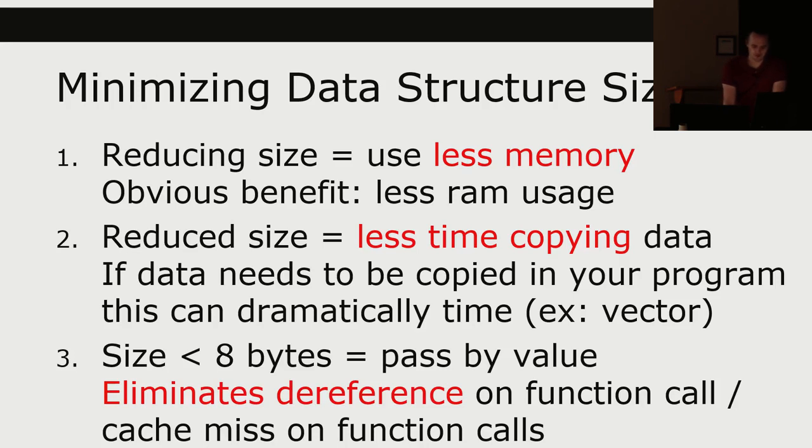Also, we talked about this before. If the size of your data is less than 8 bytes, just pass it by value. You don't need to pass it by reference because those dereferencing operations on every single time you pass something can actually add up to a surprisingly large performance hit.